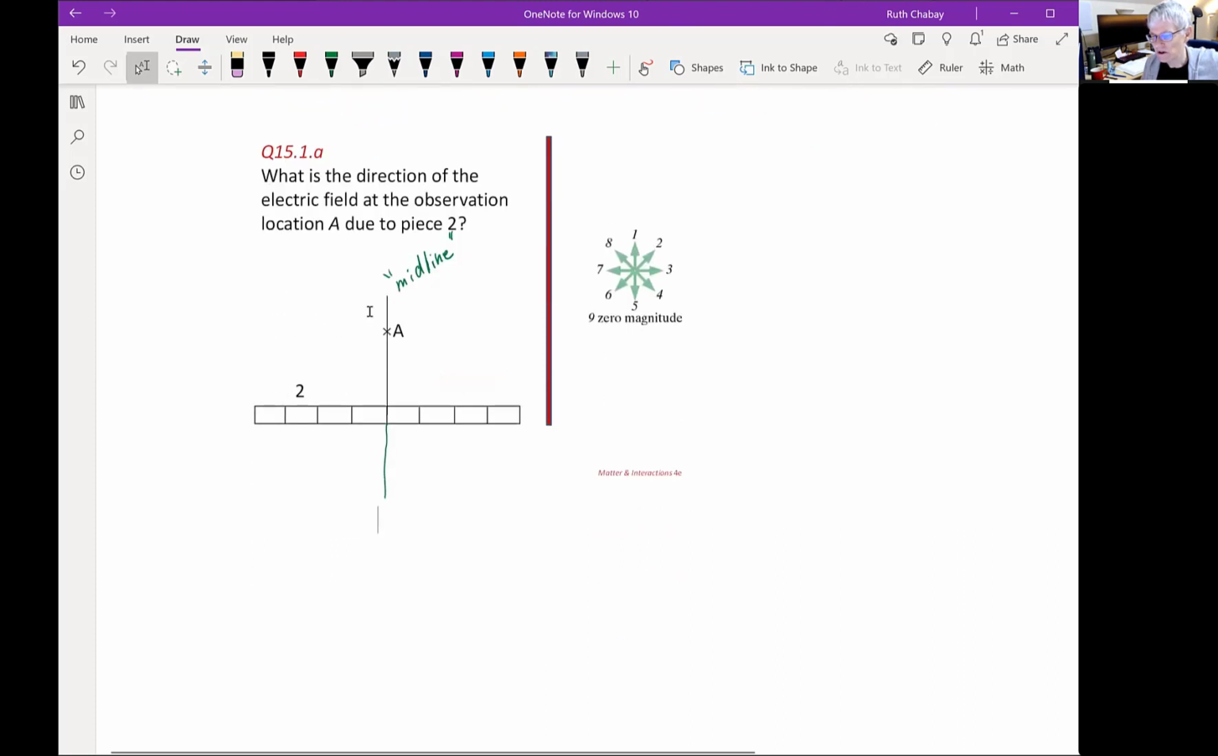But our first question is, if we pick this observation location here, A, along the midline, and this is a positively charged rod, so the charge of the rod is positive. What's the direction of the electric field at observation location A due to this particular piece 2? We have to do the pieces one at a time, and so the question is, if we just pick piece 2, what's the direction of the electric field at location A due to piece 2?